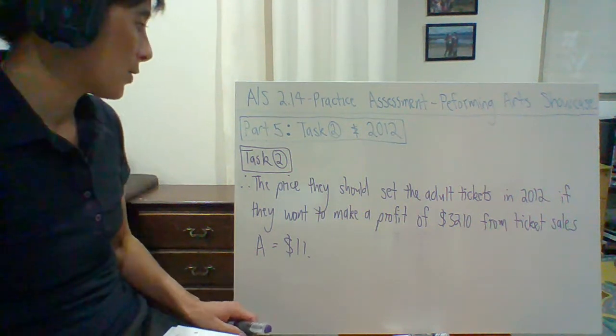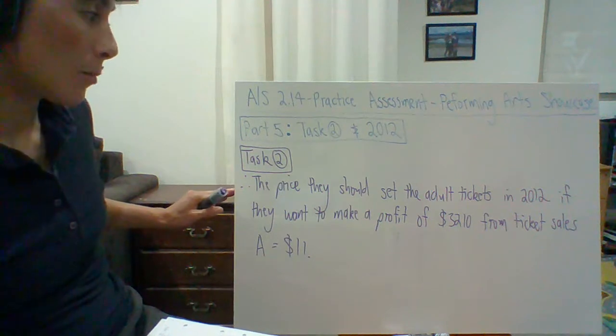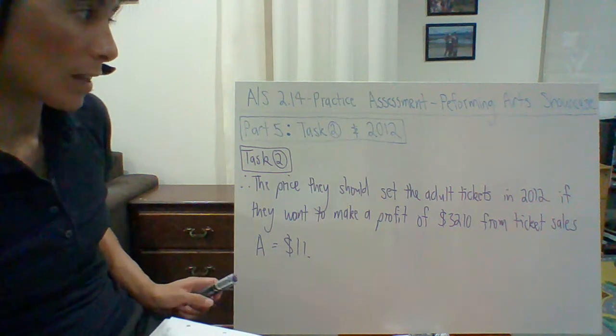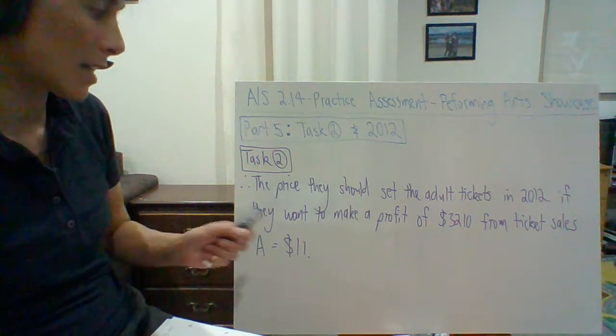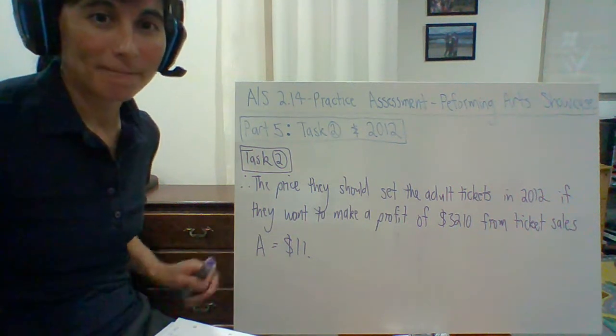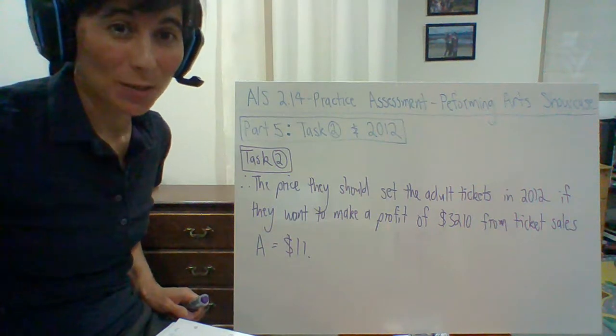So for task 2, what we can now conclude is that the price they should set the adult tickets in 2012 if they want to make a profit of $3,210 from ticket sales is $11. So now going back to 2012.